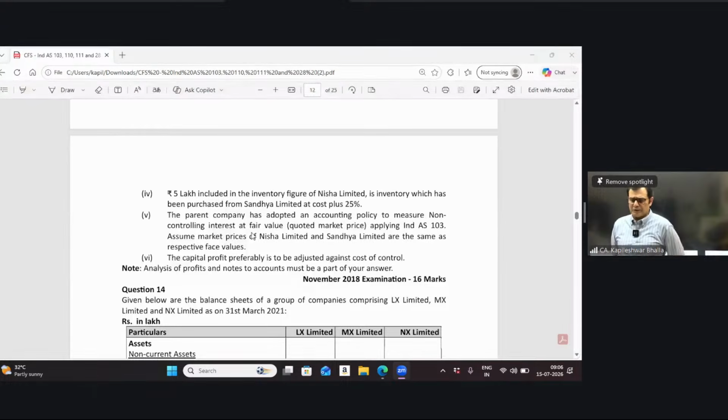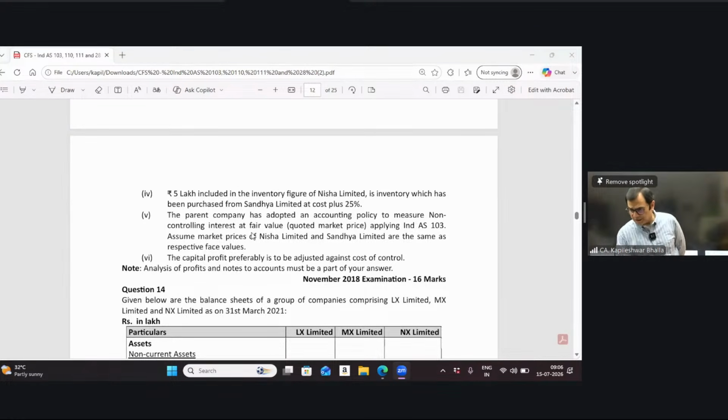Then I guess the point number 6 you can leave, because I think that was not really relevant to the question, because even the balance sheet, somehow was given based on a division 1, but that's fine. Now it says the analysis of profits and notes to accounts will form part of your answer.